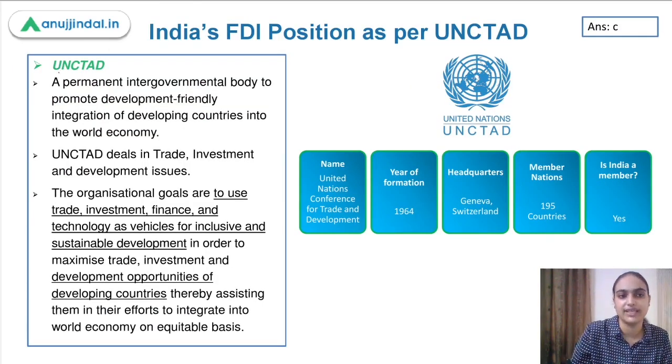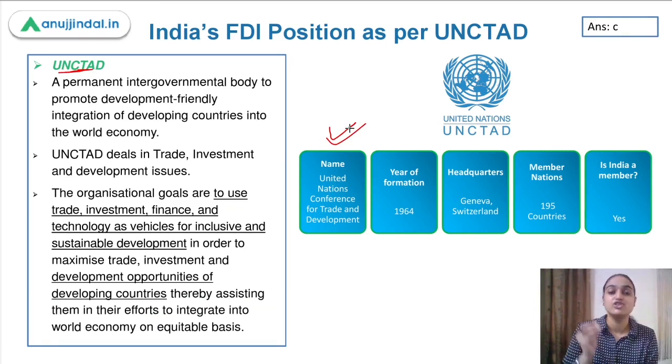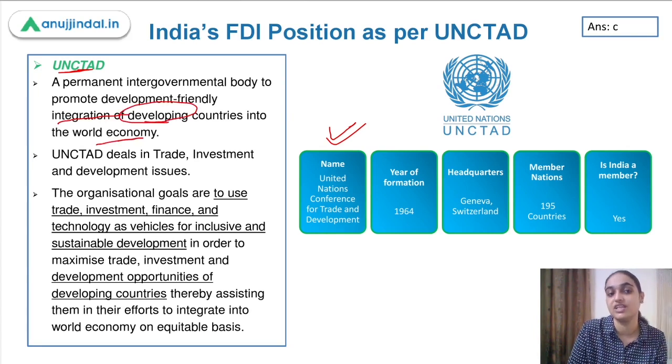Talking about UNCTAD, it stands for the United Nations Conference for Trade and Development. Ye kya hai? It is an international intergovernment body hai, jo aapke trade, investment, development, in sab issues pe focus karti hai. So it's a permanent intergovernment body which promotes development-friendly integration of developing countries in the world economy. So as I've already told you, it deals in trade, investment and development issues.